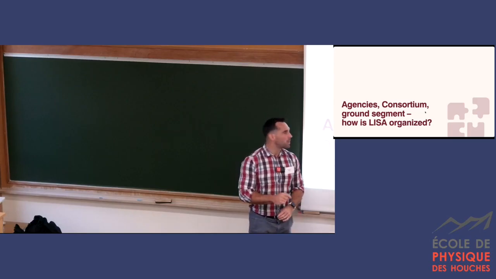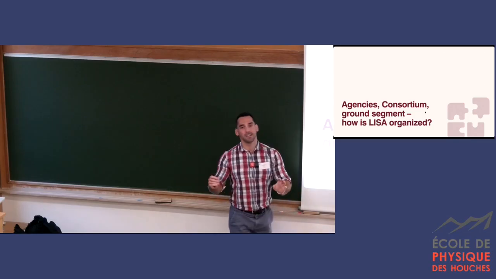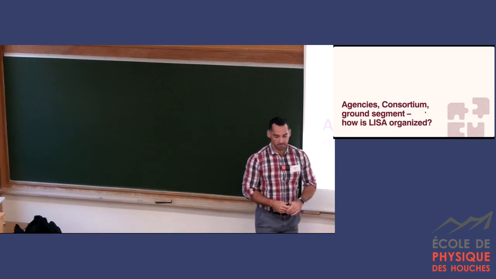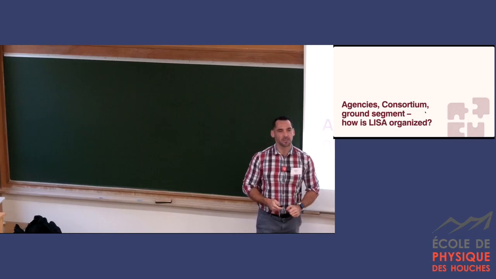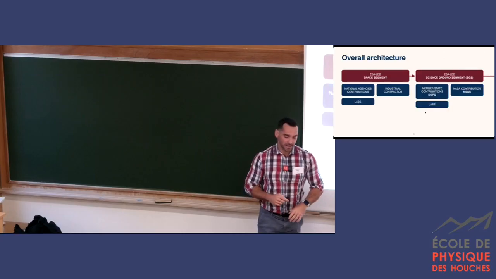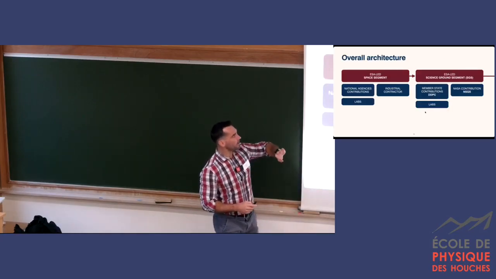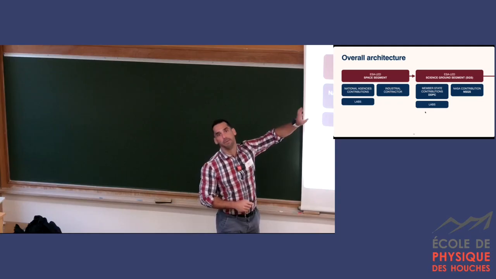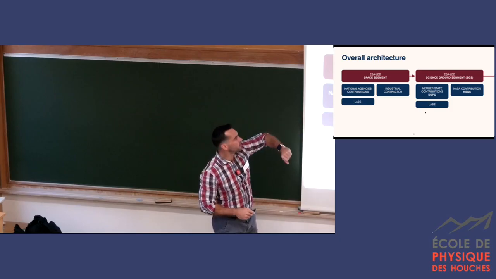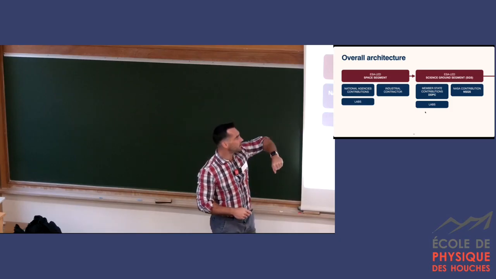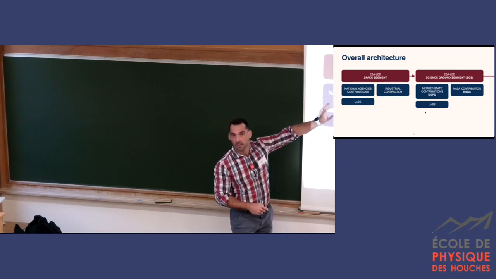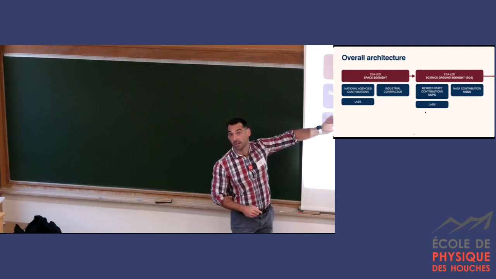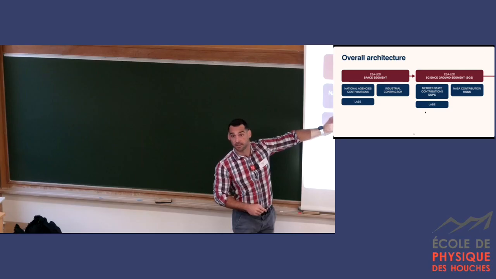Now, just a couple quick words about how LISA is organized, especially between agencies, consortium, and the ground segments. I tried to summarize this with a very simple graph, and it's this one. So I have the space segment, right? Building the stuff, launching the stuff. This is, of course, ESA-led, and all the national space agencies, member states, and partners will also contribute to this. Maybe building some parts of the instrument, like optical benches, like test masses, and so on.